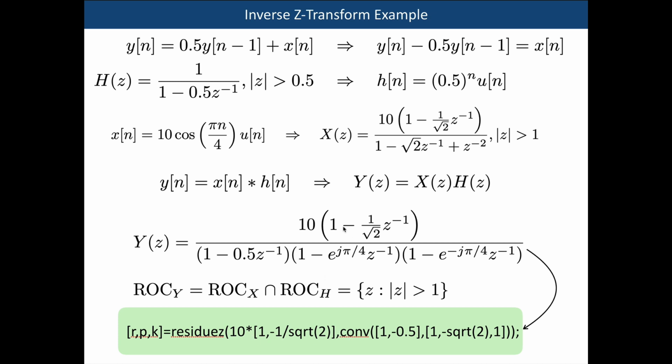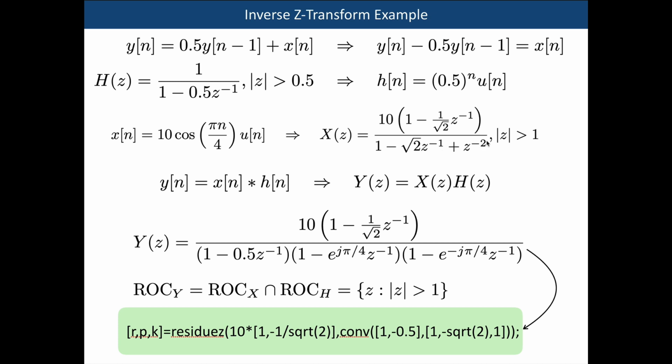Well, the numerator polynomial is easy. It's 10 times [1, negative 1 over root 2]. So we have that vector. That's the numerator polynomial. What is the denominator polynomial? Well, it's going to be the product. Here I've noticed that when I wrote this down, I actually took the denominator and factored it into its components. But when I'm expressing this in the computer, what I need is one polynomial for the denominator. I don't want it in this factored form.